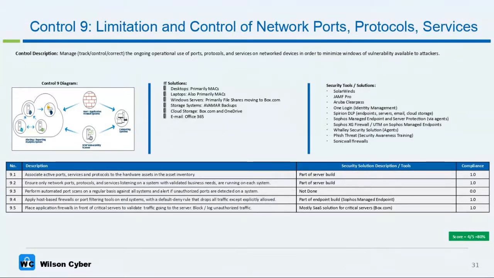Ensure only network ports, protocols, and services with validated business needs are listening on a system. Perform automated port scans on a regular basis. Apply host-based firewalls or port filtering tools on end systems with a default deny rule. Place application firewalls in front of critical services to validate traffic going to the server and block and log unauthorized traffic. Again, they're scoring an 80% today.